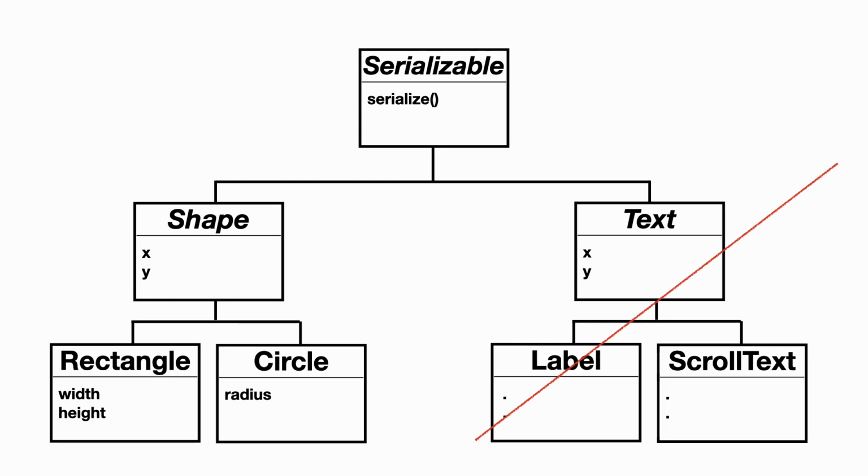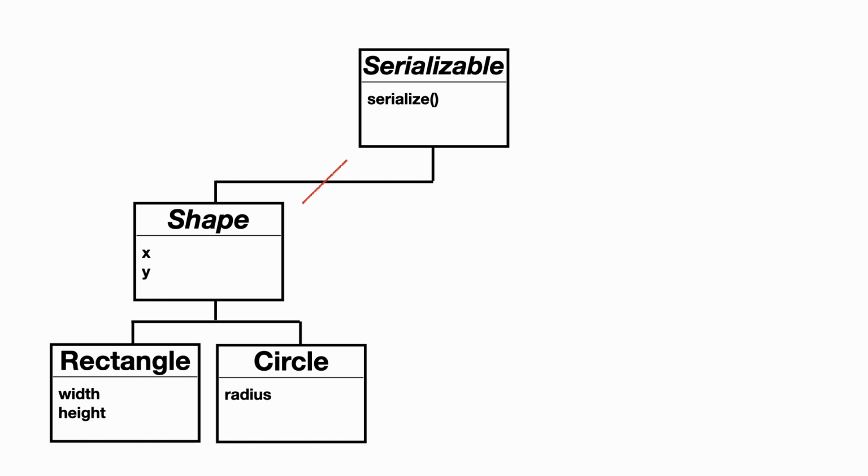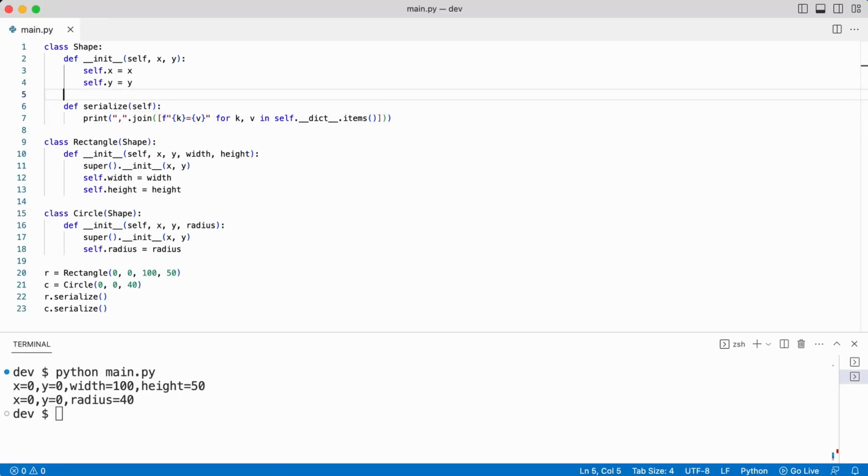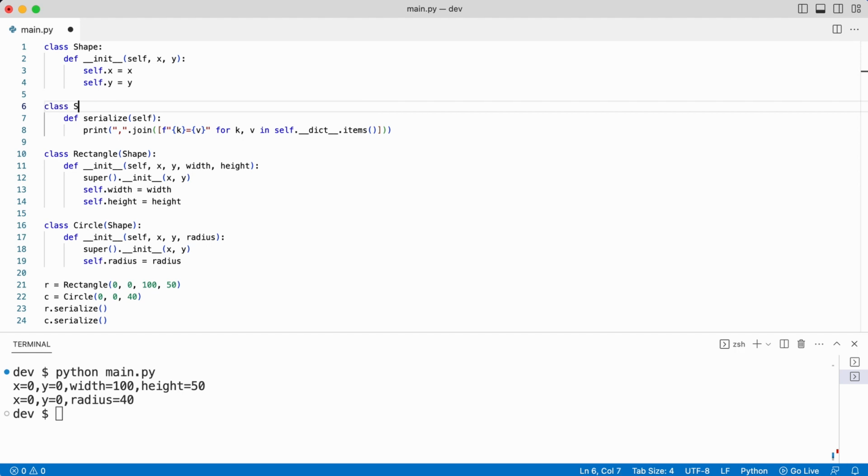To make this example easier, I delete the text classes from the system. I also cut the connection between serializable and shape. The serializable class will be the mixin. Let me show you the code. I put the serialize method into its own class. Notice that the serializer class has no purpose on its own.